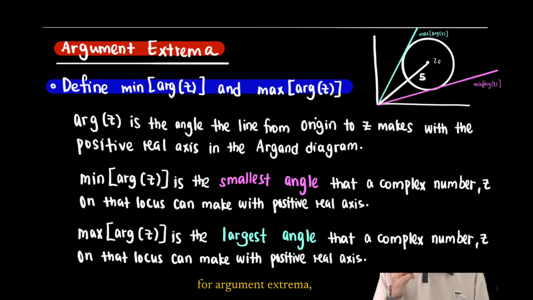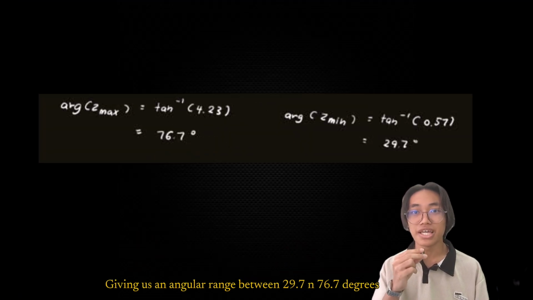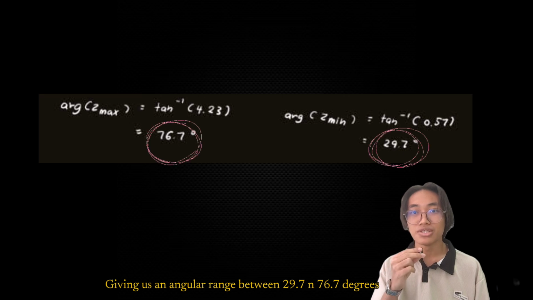For argument extrema, we set the discriminant to 0, finding tangent lines with slopes of 0.57 and 4.3, giving us an angular range between 29.7 degrees and 76.7 degrees.